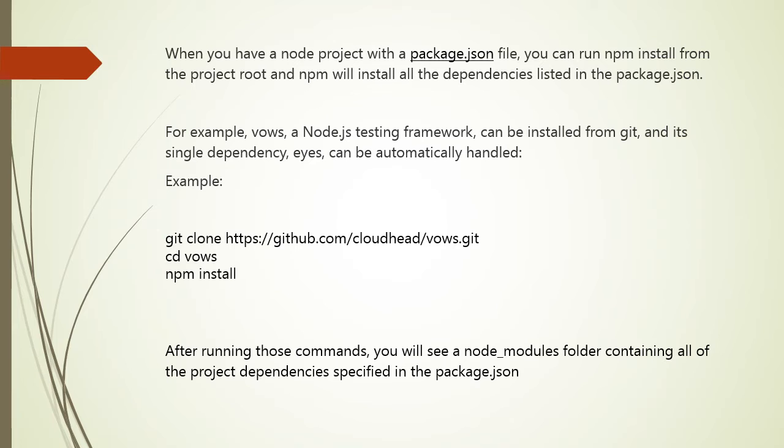For example, Vows, a Node.js testing framework, can be installed from Git and its single dependency, eyes, can be automatically handled. For example, git clone http://github.com/cloudhead/vows.git. Below write down cd vows, npm install. Now after running those commands, you will see a node_modules folder containing all of the project dependencies specified in package.json.